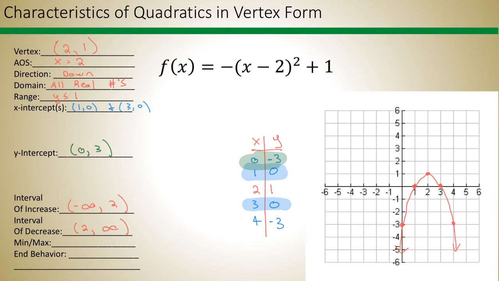This is going to have a maximum value because it has a highest point, and that maximum value is 1. And then our end behavior: notice that if I stand in the middle of this and look to the left, it's falling, and I look to the right, it's also falling. So we're going to say this falls on the left and it falls on the right. And that's it. That's all of our characteristics.